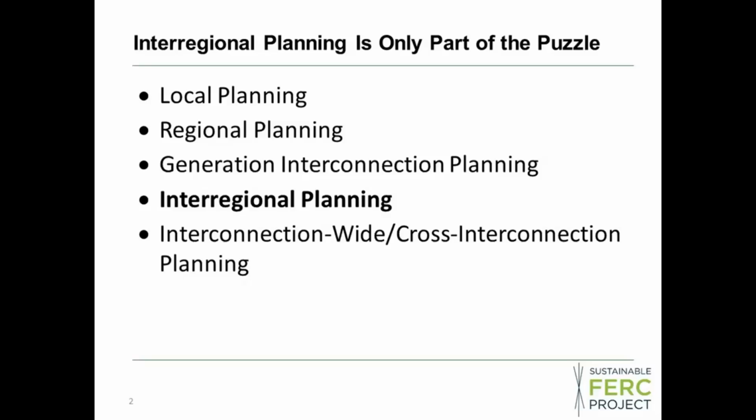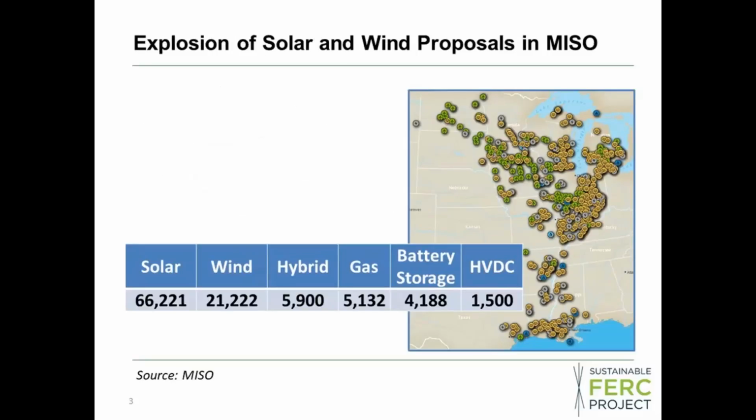A number of us have significant concerns with the way some of these other pieces of the planning puzzle are being executed as well. Because of that, it's no surprise that interregional planning is not producing more results. And here's why I think it ought to be producing results. Take the Mid-Continent Independent System Operator, which has an enormous number of wind, solar, hybrid, and even battery storage projects in the current interconnection queue. There's upwards of 90,000 megawatts of these projects in the queue right now.